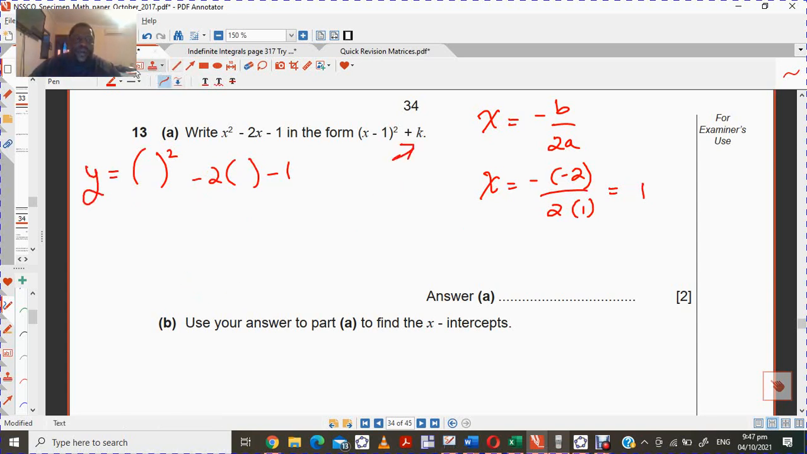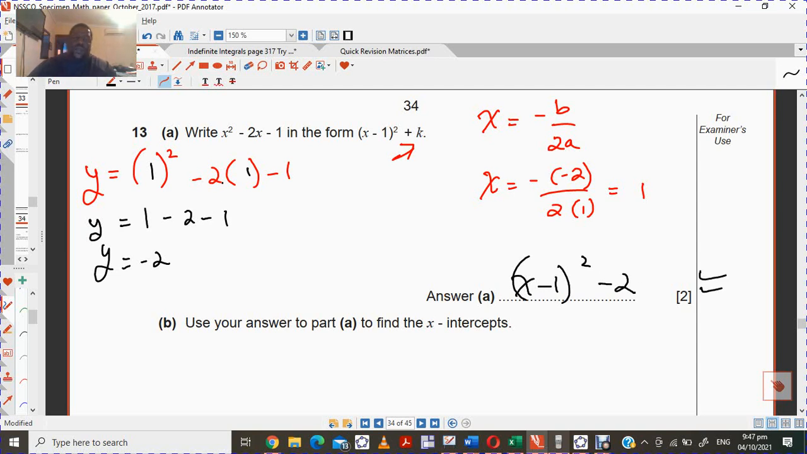All right, so many ways to do it, but I'm just going to do this one. It's a little bit easier. So that's 1 minus 2 minus 1. So y equals minus 2 if you solve this. So this therefore becomes (x minus 1) all squared minus 2. And that's it. You're done.